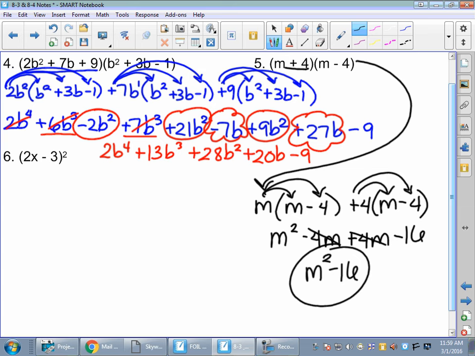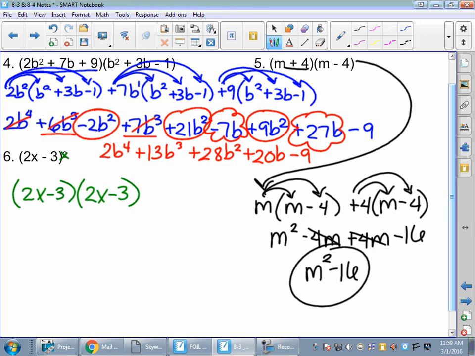And last, I think I have one more problem on here actually, but on this slide, when you square a quantity, I need you to do something for me. I need to interpret what squared means. So squared means to multiply by itself. So we're going to actually just cross off that squared and literally write it down twice. That's what squared means, to multiply by itself. So 2x minus 3 times 2x minus 3.